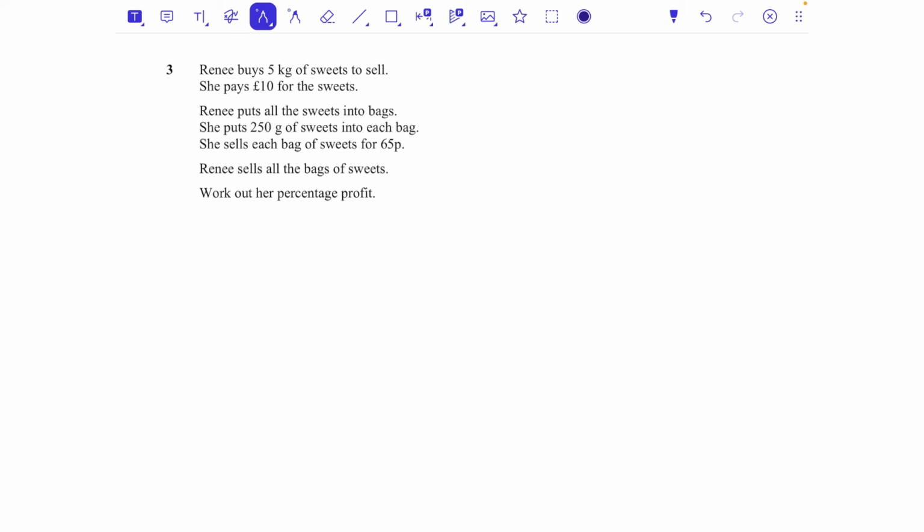Firstly, she pays £10 for all the sweets and she's bought 5 kilograms. Now she's going to put them into bags, and the bags are 250 grams each. So the first step here would be to work out how many little bags she can do. So the first thing to note is that 5 kilograms is 5,000 grams. We're working in kilograms, but we're also working in grams. So let's get them the same. 5 kilograms is 5,000 grams.